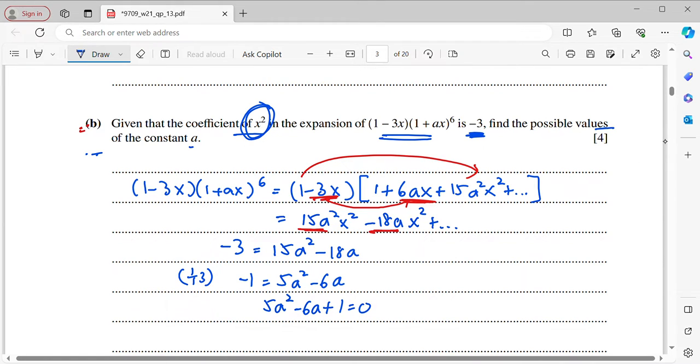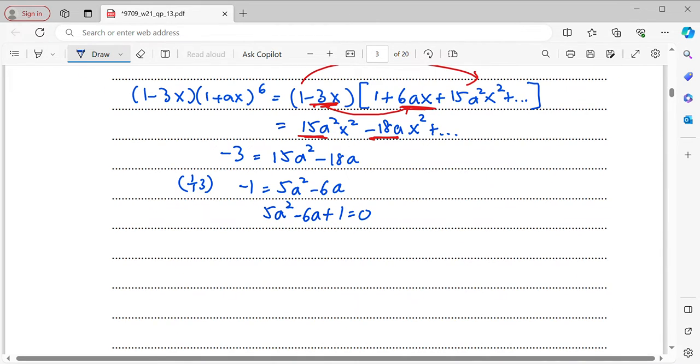And now we need to get the possible values of a. Therefore, we have to factorize the quadratic equation. From here, you will be getting (a minus 1) multiplied with (5a minus 1) that equals 0. Hence, a minus 1 equals 0, or 5a minus 1 equals 0, which means you either get a equals 1 or a equals 1 over 5. So these are the two a values for part b.